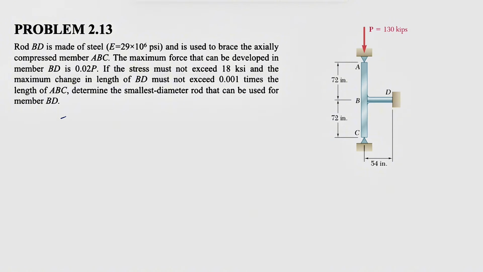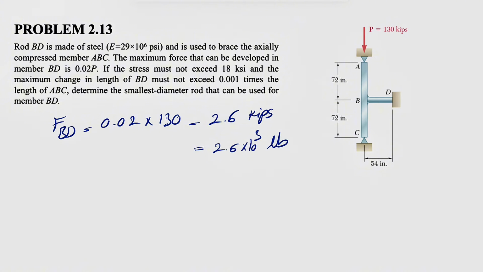So as I mentioned, we can easily find the force in member BD. We know F_BD is 0.02 times P, which is 130 kips. This is going to give us 2.6 kips, or if you want to report it as pounds, you just have to multiply by 1000, so basically 2.6 times 10 to the 3 pounds. So we have the force in the member BD, and let's go with our stress condition.